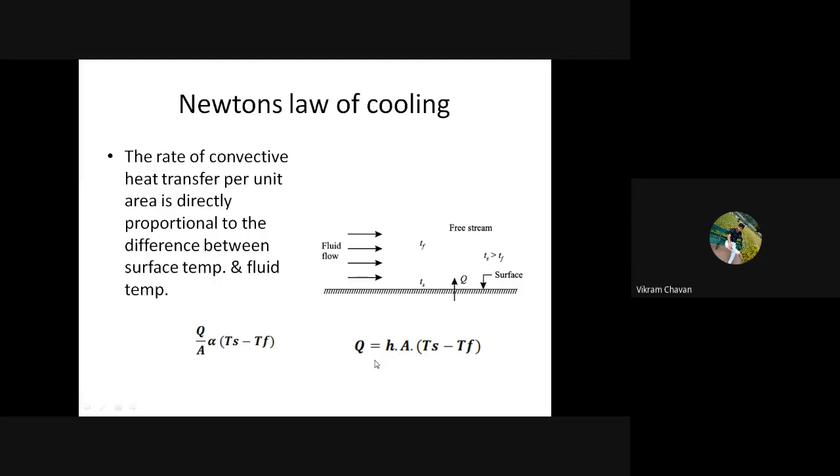So Q is equal to h multiplied by A multiplied by Ts minus Tf is the governing equation for convection. Simple Newton's law of cooling. In case of conduction we discussed Fourier's law of conduction, whereas in convection the governing law is Newton's law of cooling, and it states that the rate of convective heat transfer per unit area is directly proportional to the difference between surface temperature and fluid temperature. Getting everyone? Any doubt? Any question?